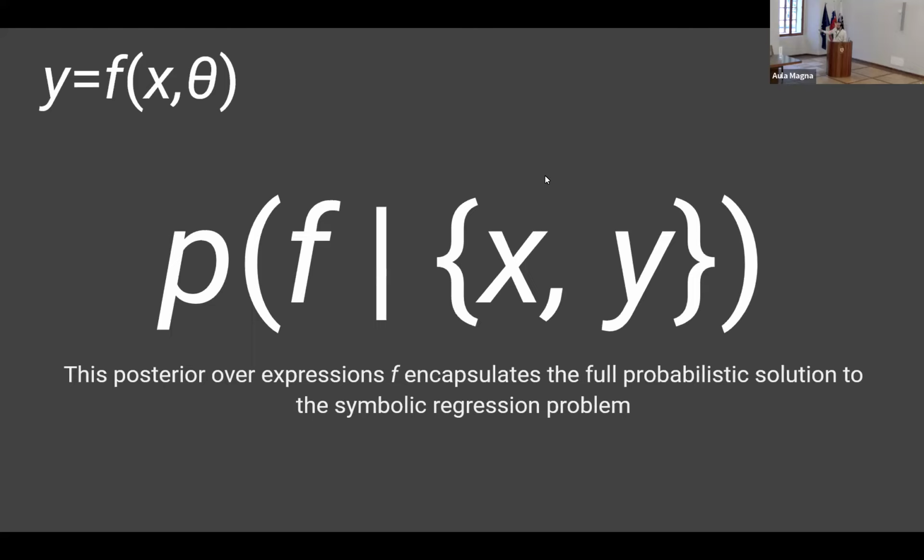And again, we claim that this posterior, this probability distribution, encapsulates the full probabilistic solution of the problem of symbolic regression. If we are able to assign a probability, a plausibility, to each model, then we are in good shape to compare models to each other, basically. Okay, so how do we calculate this plausibility over models?